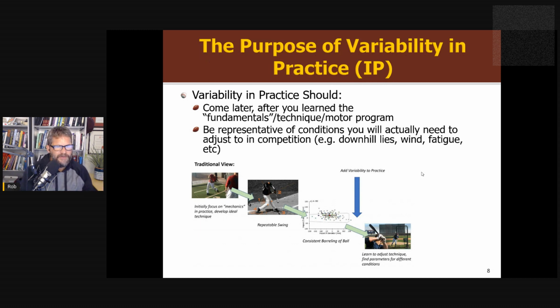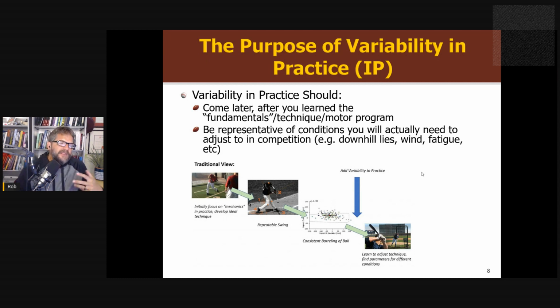And I'm illustrating it here with baseball, but it applies to basketball as well. We want super low variability, isolated conditions: hitting off tees, dribbling around cones, shooting the same jump shot over and over with no defenders, unopposed, because we want you to learn the correct technique, develop the motor program first. Then we're going to add variability later, right? We're going to add variability later to allow you to learn to adjust it.